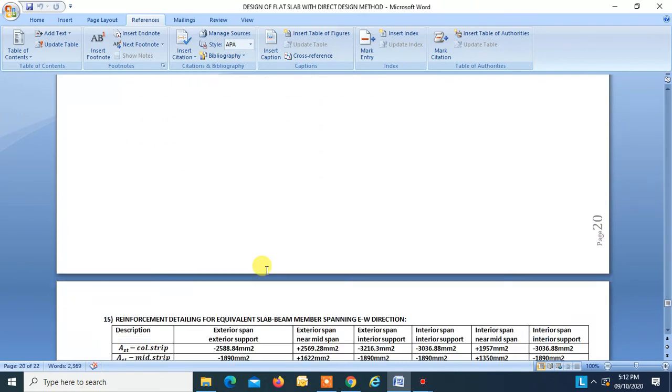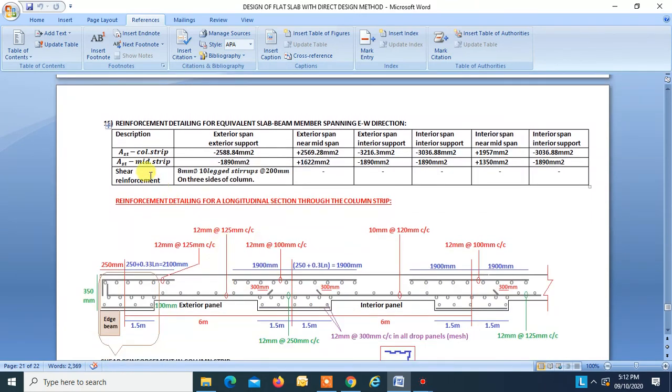Now comes the detailing part. This is the summary. Reinforcement detailing for equivalent slab beam spanning in east-west direction. Exterior span, exterior support. Exterior span near mid span. Exterior span, interior support. Interior span, interior support. Interior span near mid span. Interior span near interior support.